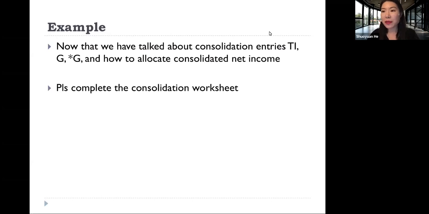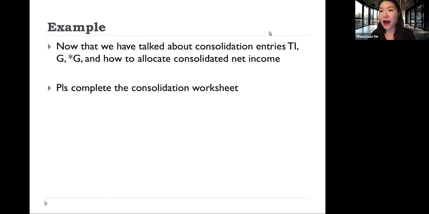So we have talked about consolidation entries TI, G, and star G. We have also talked about how to allocate consolidated total net income when there's intra-entity inventory transfer. Now let's look at how to put them all on the consolidation worksheet.